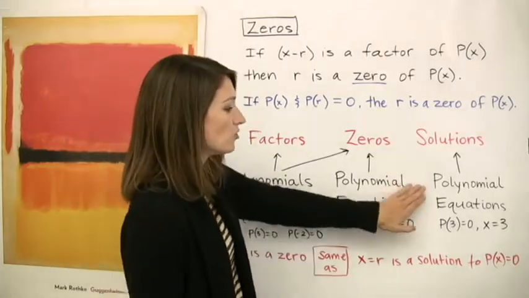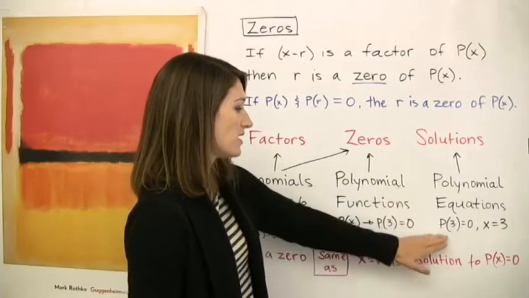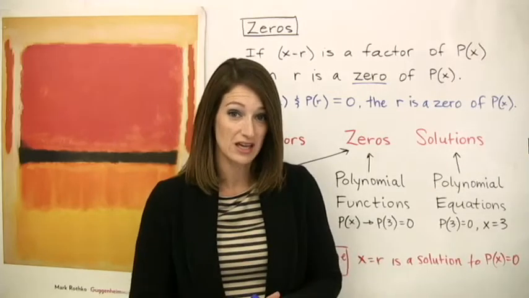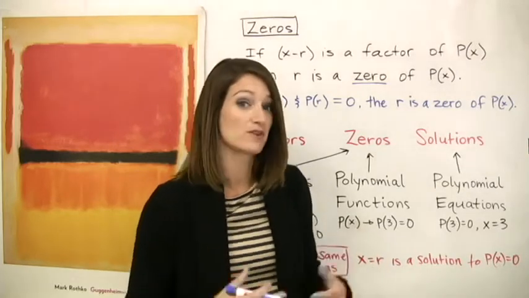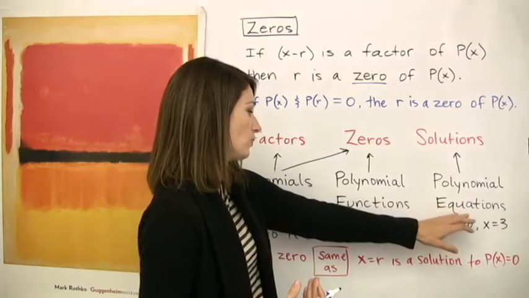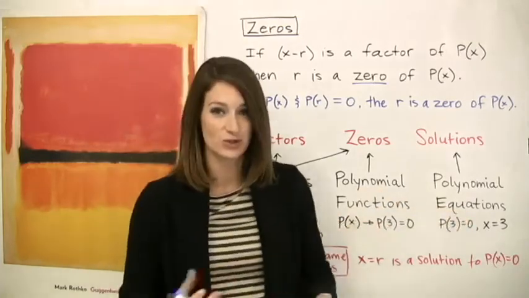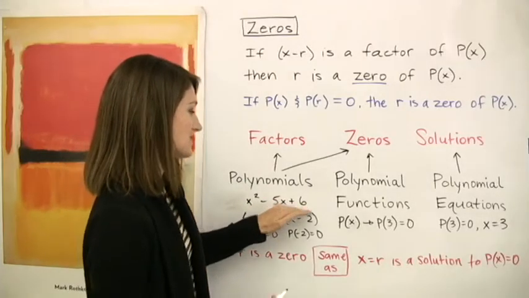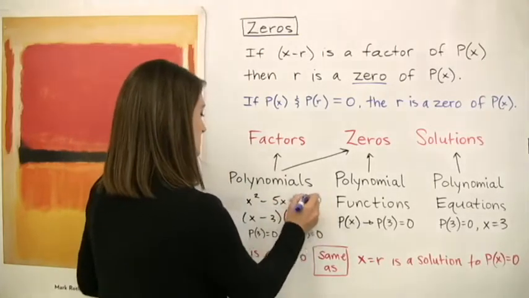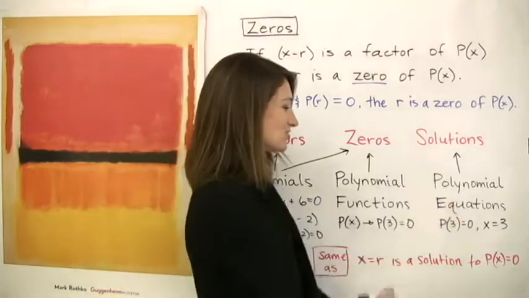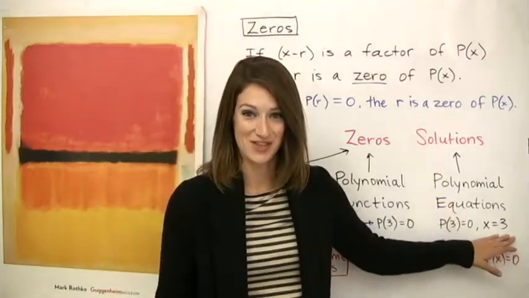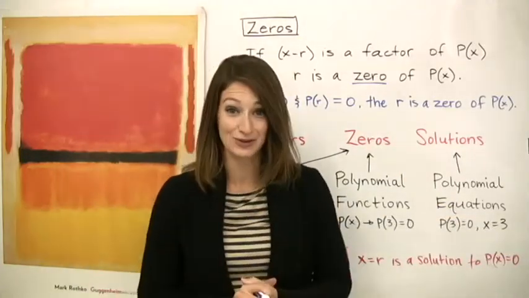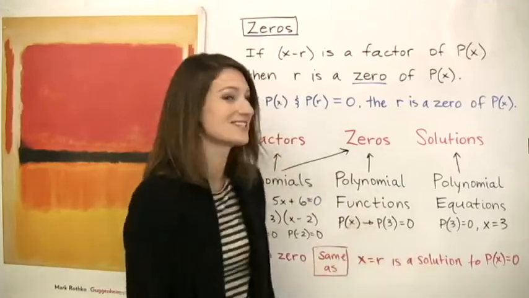Now moving on to polynomial equations, when we have p of 3 equals 0, we know then that x equals 3. And x equals 3 is an example of a solution to this equation if we were to set p of x equal to 0. So say we have x squared minus 5x plus 6 is equal to 0. This is now an equation. The solution to that equation is x minus 3. So that's a little bit of clarification for these terms which can get a little confusing. So now let's put this to the test and try an example.